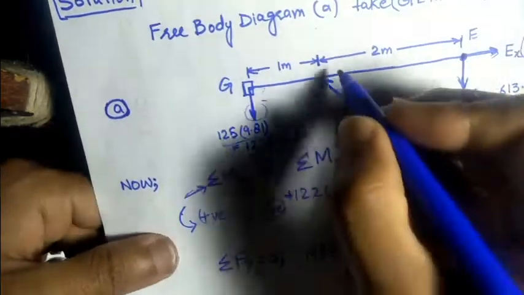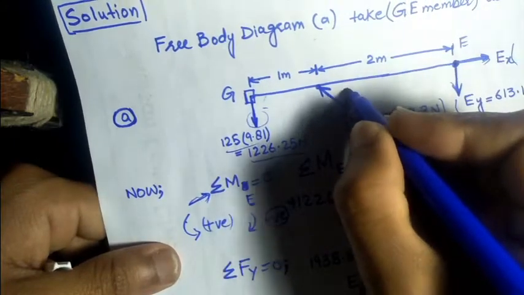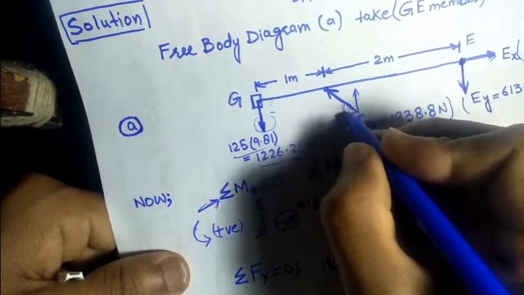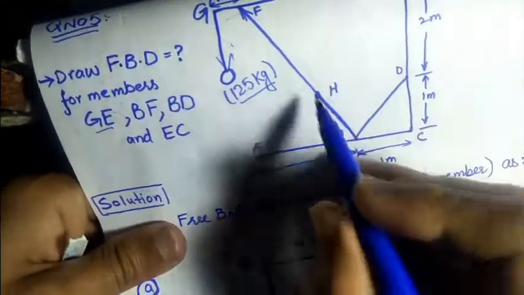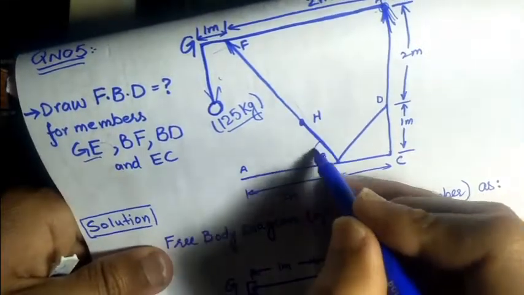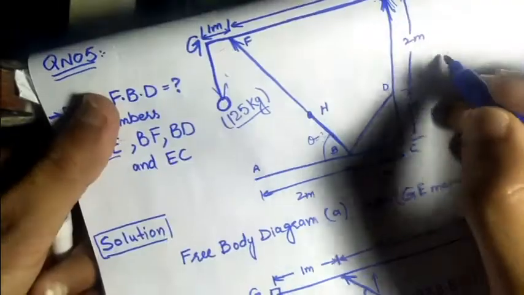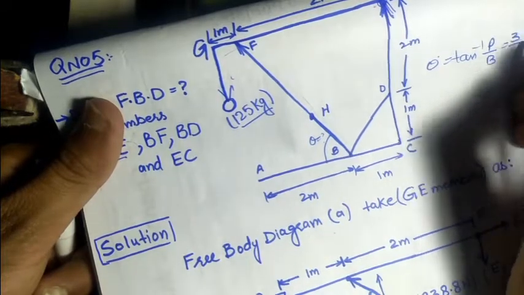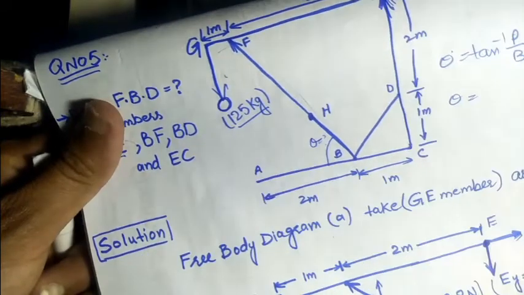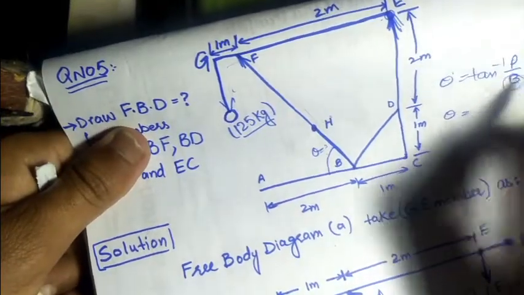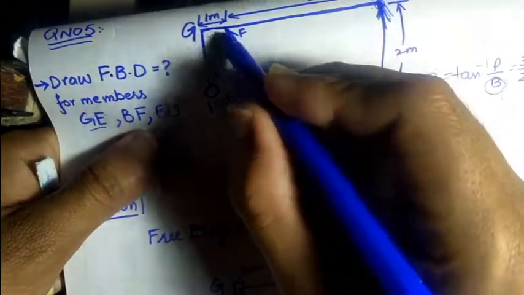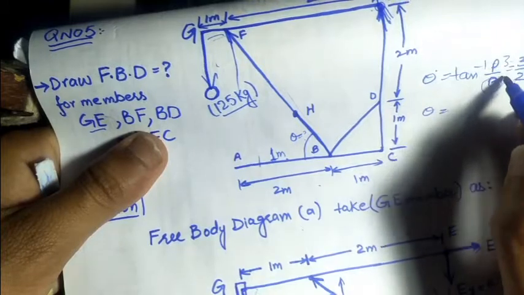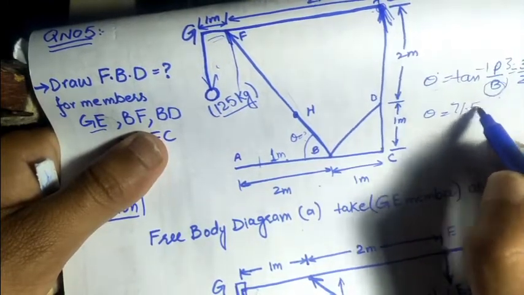Then the FB force also creates a moment. We resolve this force into components, one vertical and the second horizontal. So what is the angle? We know the perpendicular and horizontal distances, so we can calculate this angle easily. Theta equals tan inverse of perpendicular over base. Here the perpendicular will be 3 and the base will be 2, but here is a mistake: the base will be 1, since 2 minus 1 makes the base equal to 1 meter and the perpendicular 3 meters. After putting these values, we get theta equal to 71.56 degrees.